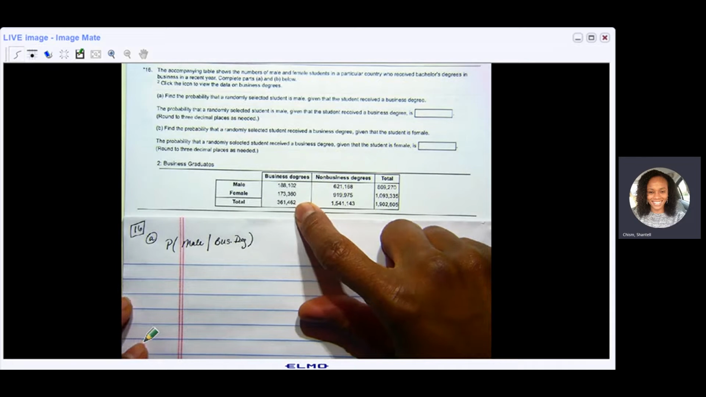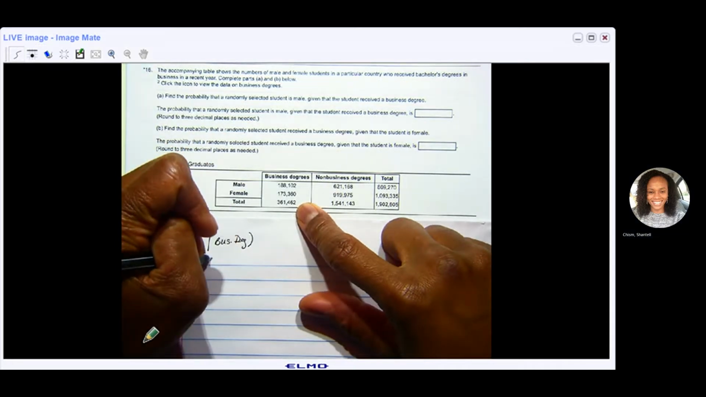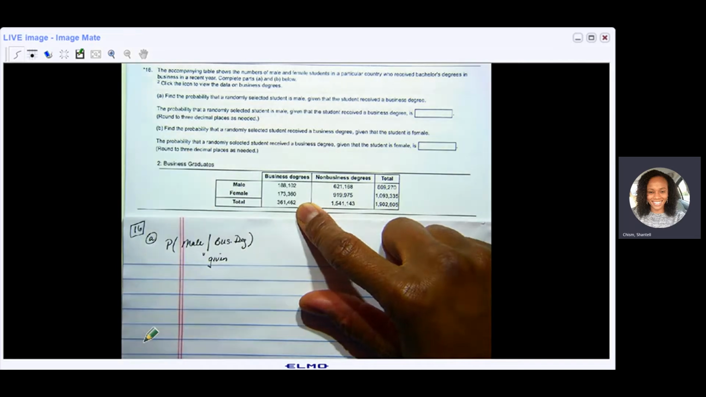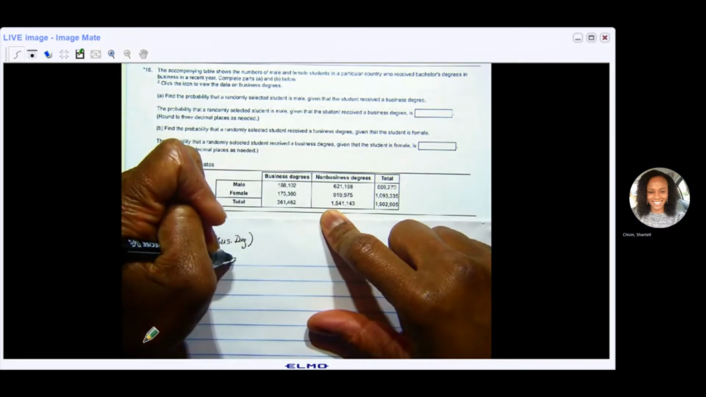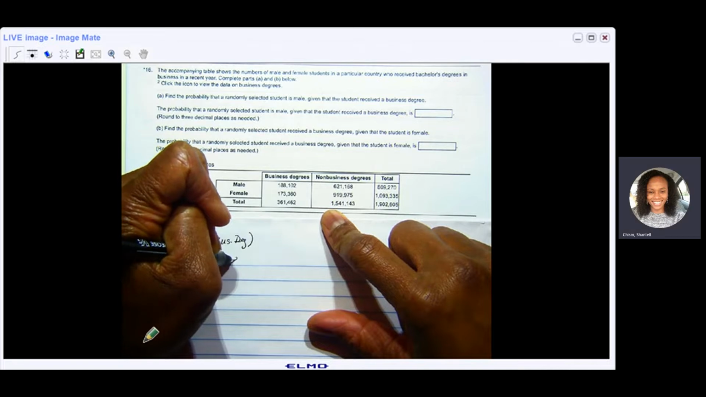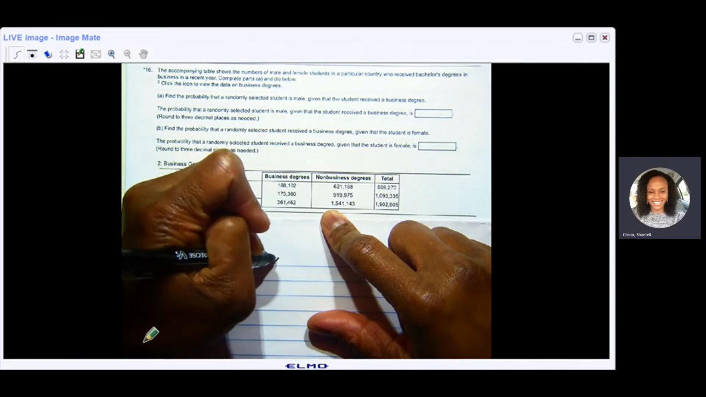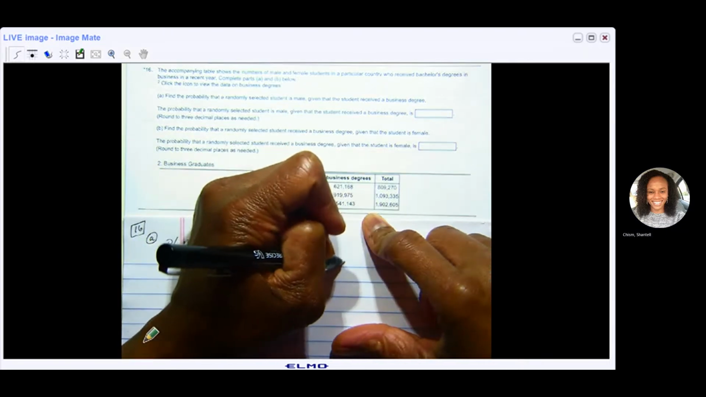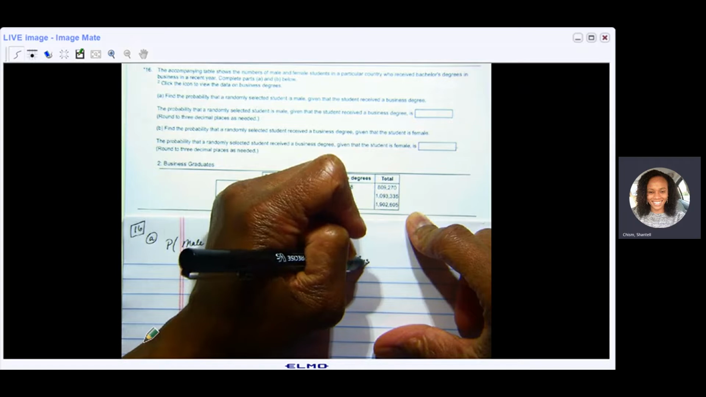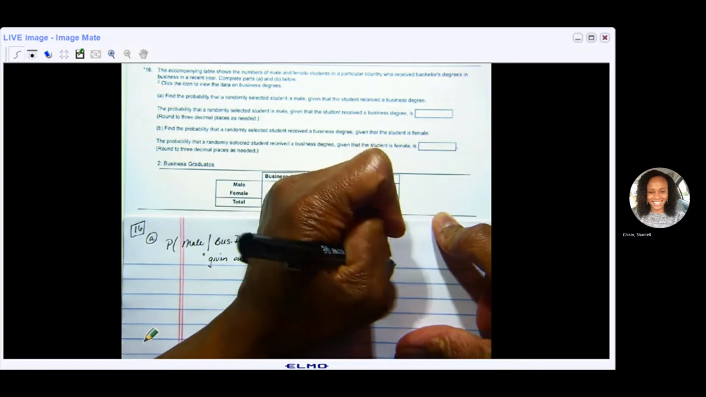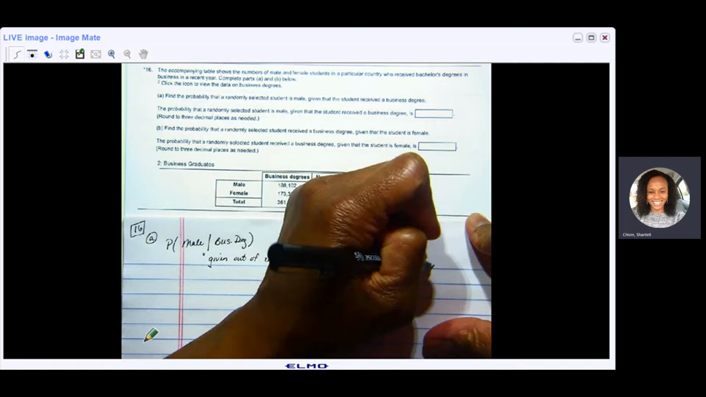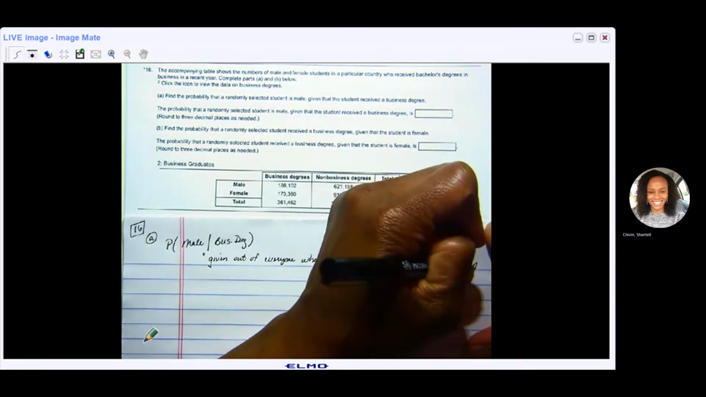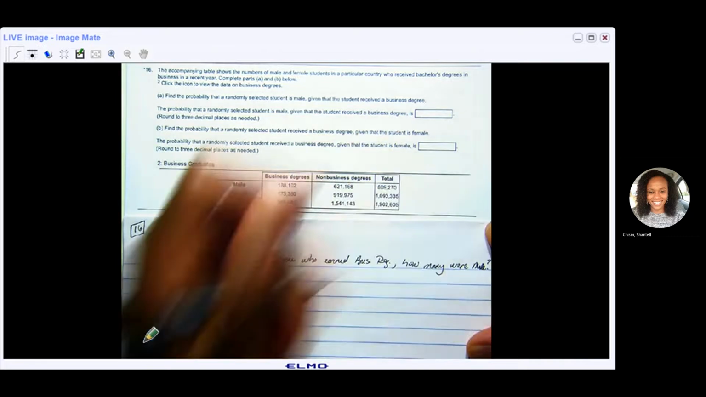So of everyone that earned a business degree, so basically how you would write it or how you would pose the question, given out of everyone who earned a business degree, how many were male? That is the question.